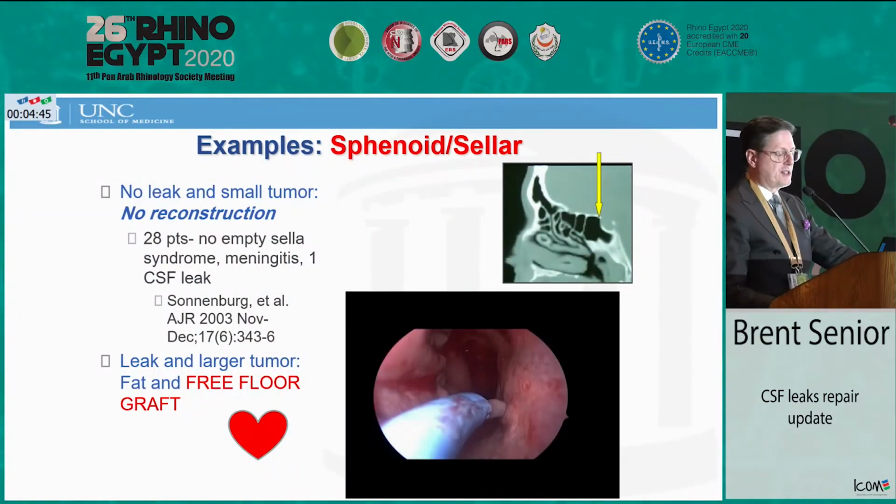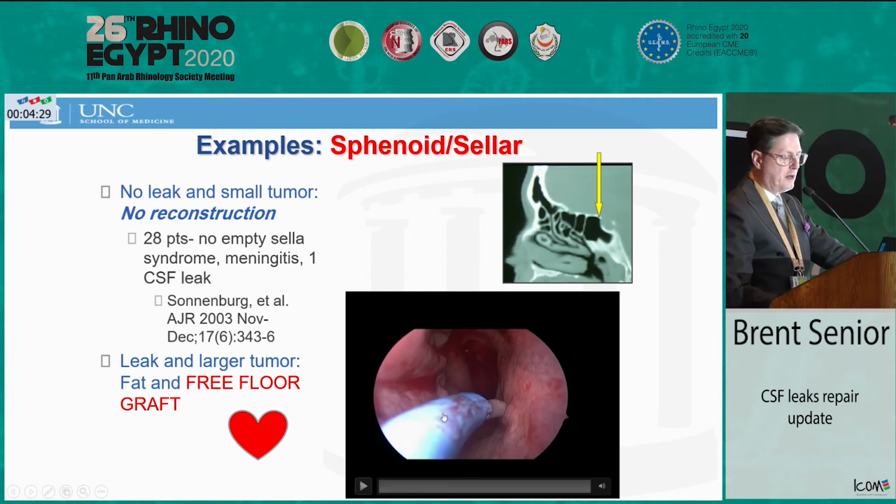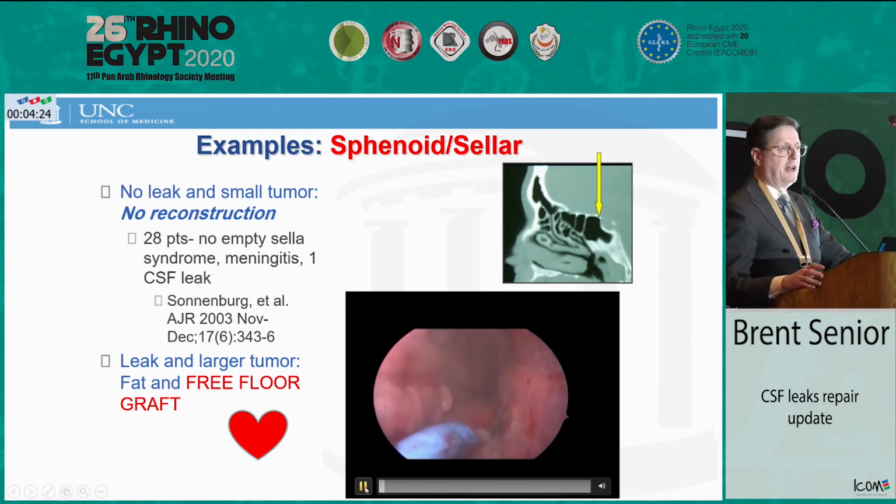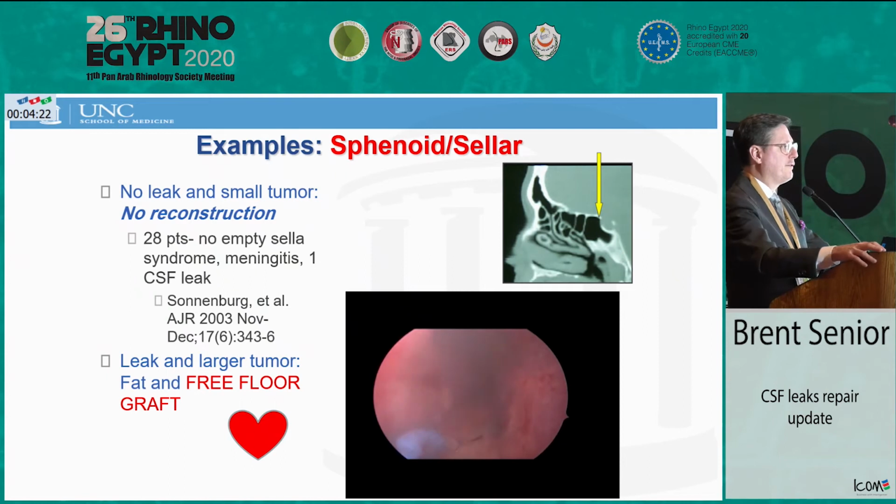Sphenoid sella leaks, typically for a pituitary type repair: if there's no obvious leak, don't do any significant reconstruction of the sella. If there's a small leak, I will typically fill the area with fat, mainly to just occupy the dead space. And once again, I like my free floor graft.